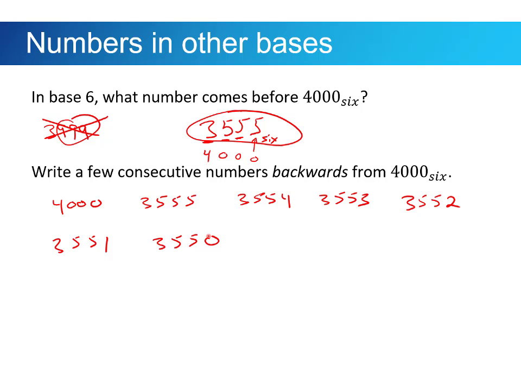What's going to come next? I'm going backwards, so I want to decrease the 0, which makes it flip around to a 5. And so I'm going to subtract 1 from the number that came before. And by subtracting 1 from that 5, it gives me 4. So I end up with 3, 5, 4, 5. All right, let's continue on.